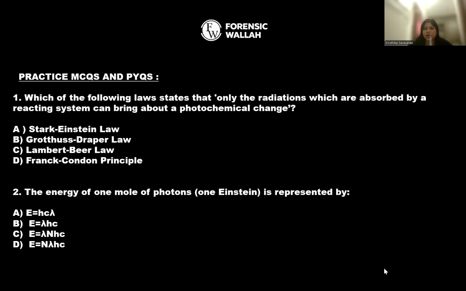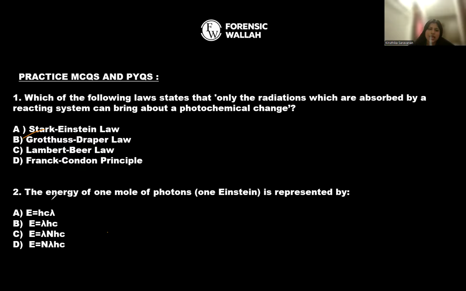So now coming to the practice questions of the photochemistry unit. The first question is, which law basically states that only radiations absorbed by the reacting system cause a photochemical change when a photochemical reaction takes place? We know that all the molecules are able to absorb the photon light energy and exhibit a photochemical change. That is the first law of photochemistry, also called the Grotthuss-Draper law.